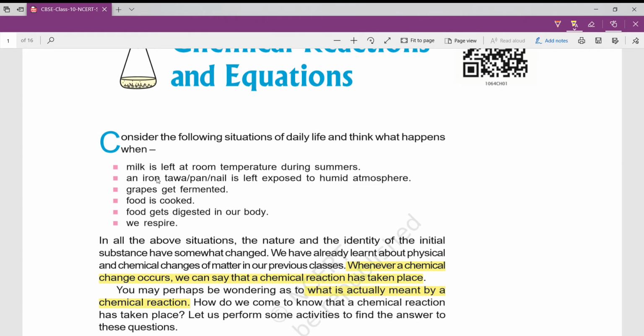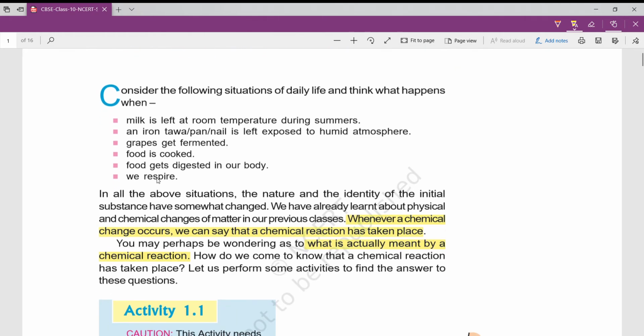In the beginning of the lesson, as we can see here, they have given us a few examples, like what happens if the milk is left at room temperature during summers. Students, we all know this, the milk gets spoiled. Similarly, what happens to the grapes if left for a longer duration? They get fermented, and food is getting cooked. Food gets digested in our body. And what are all these? If we observe, can we get fresh grapes from the fermented grapes back? Absolutely no. That means this is a chemical reaction.